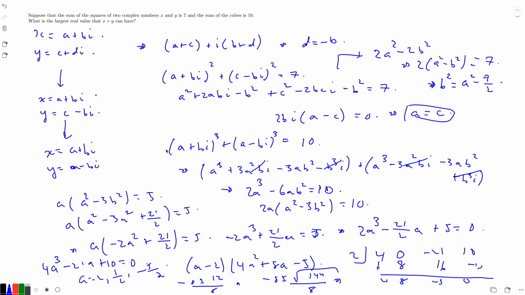But now note that the question is, what is the largest real value that x plus y can have? x plus y is nothing but 2a, right? So we want to find the largest value that 2a can have, and that happens when a is equal to 2. So 2a is equal to 4, and we are done.